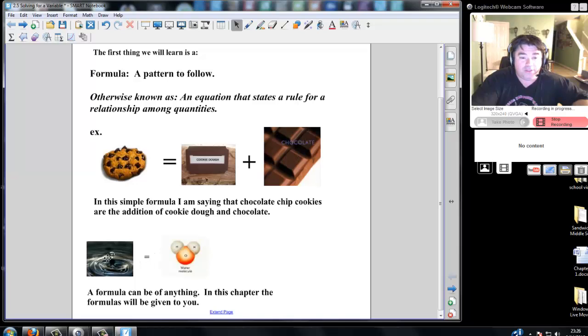Again, no major revelations there. But if you notice, here we have water. Now, to get a little sciencey on you, water is 1 part oxygen, 2 part hydrogen. Without 1 part oxygen, 2 part hydrogen, there is no water. Water has to have these things. They are in the formula. Without those things, there is no water. A formula can be made of anything. In this chapter, the formulas will be given to you.